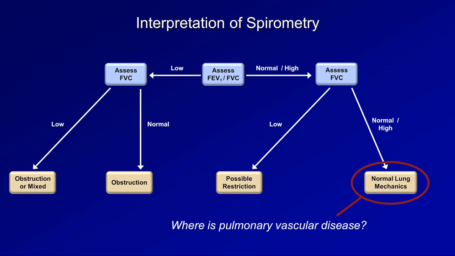Obviously, this chart is incomplete. On the leftmost outcome, we have an obstruction or mixed disorder. Then further across, there is a, quote, possible restriction. And last, as I just said, we can't use spirometry to distinguish pulmonary vascular disease from normal. In the next two videos, I'll be adding to this algorithm information learned about the lung volumes and DLCO in order to remove the majority of this uncertainty.